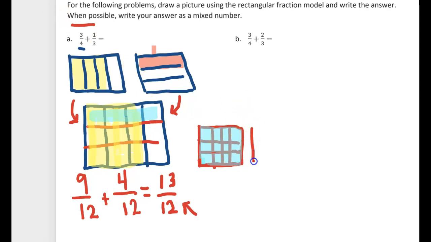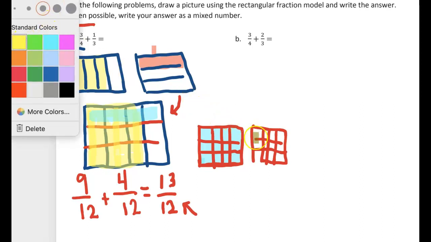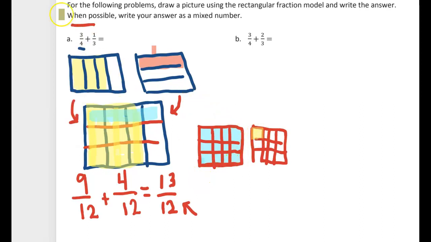And then I'm going to have to draw one more model that has 12. And if I've got 12 shaded here, I need to shade how many more? 1 more. So here's my 1 extra. So this tells me that my mixed number is 1 whole and 1/12. So my mixed number is 1 and 1/12. My pen messed up there. Okay, so that's A. All right.